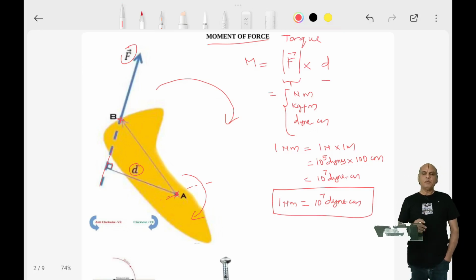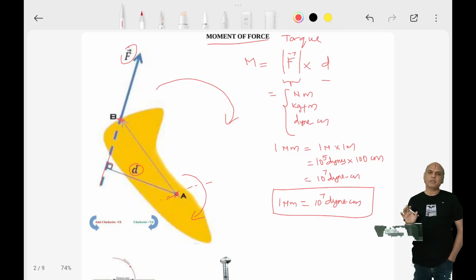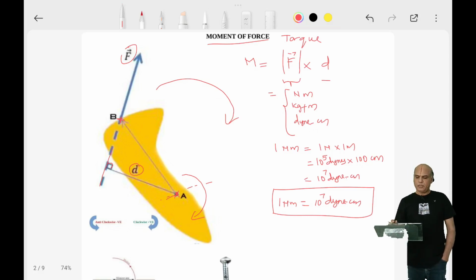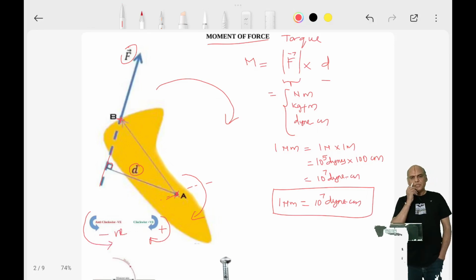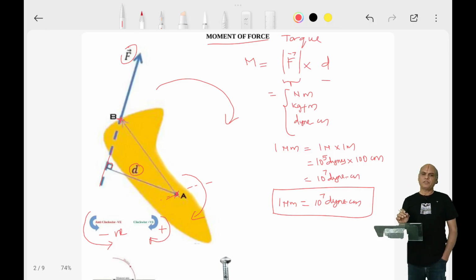Now, moment of force is a vector quantity. Here, if the body tends to rotate clockwise, it is deemed to be positive. If the body tends to rotate anti-clockwise, it is deemed to be negative. So this attribution of sign is done to allow for algebraic summation of the moments. Clear?